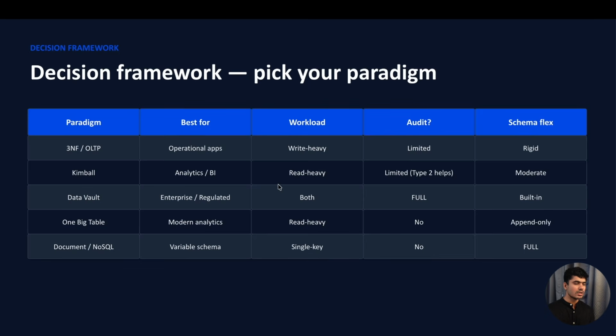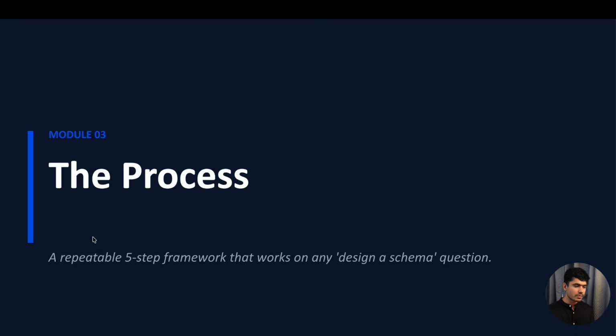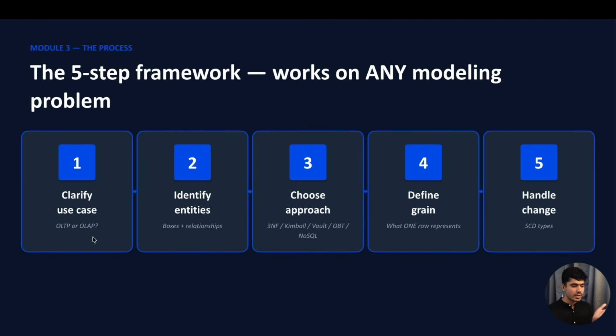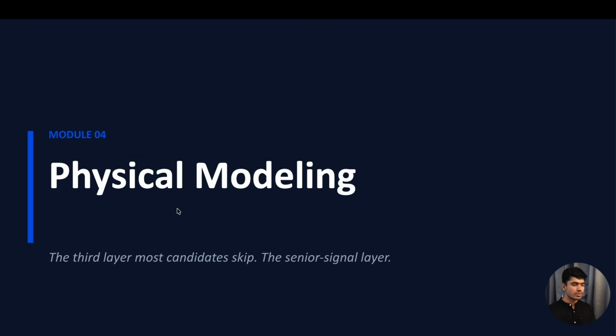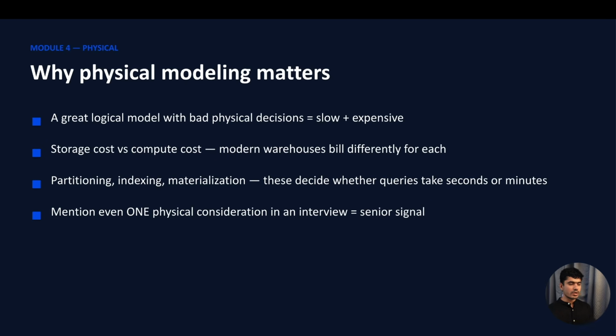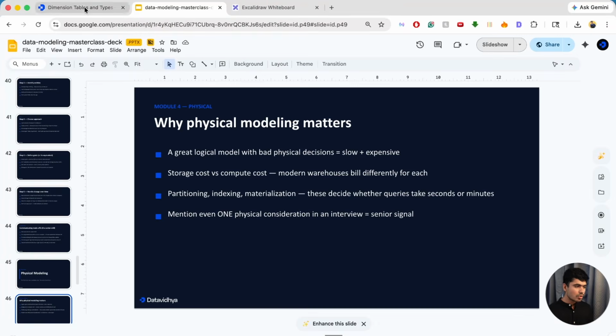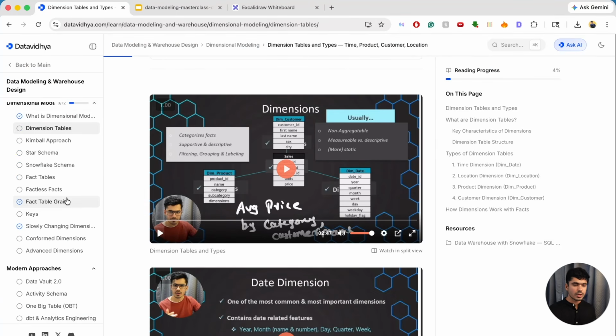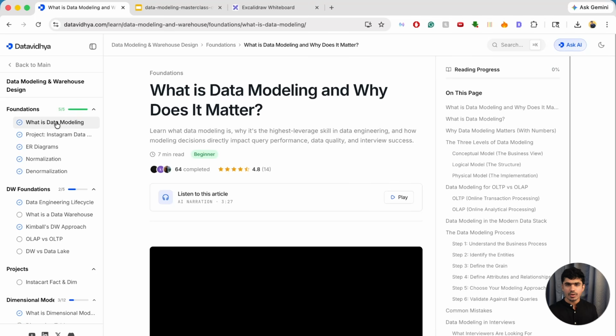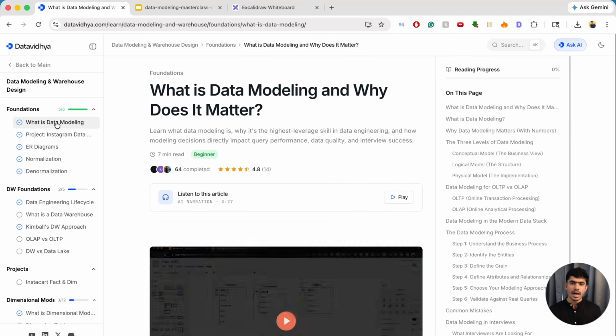But these are the usual frameworks or approaches that we have covered until now: 3NF, Kimball, Data Vault, one big table, and document NoSQL. And the process that we already understood: clarify the use case, identify the entities, choose the approach, define the grain, handle the changes over time, and then the physical modeling. So we understood the core of data modeling. If you want, you can do a deep dive into the dimensional model once we cover that. But what we will do now is the actual hands-on practice.